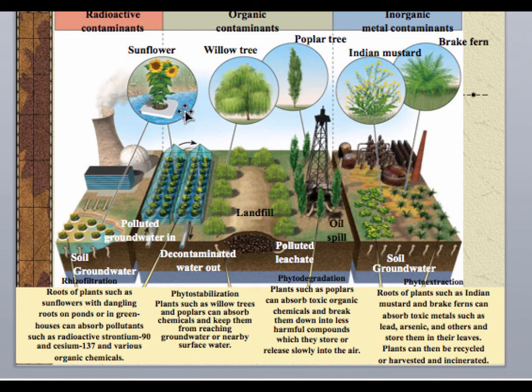So as you can see here, we do have a factory, we have our polluted groundwater, and we have some plants here, so this might be your phytoremediation, but in the groundwater we may have some bioremediation going on in order to, again, take those hazardous materials out of the water as well as the soil.